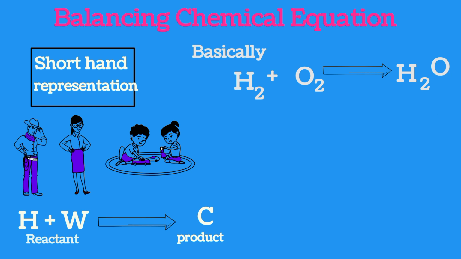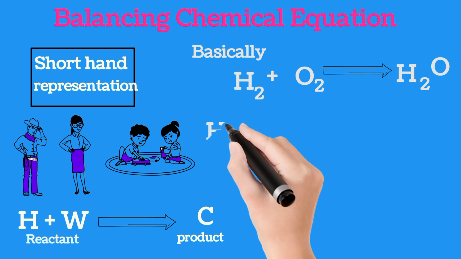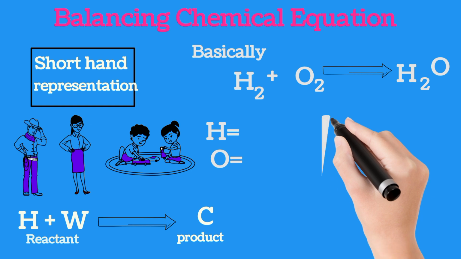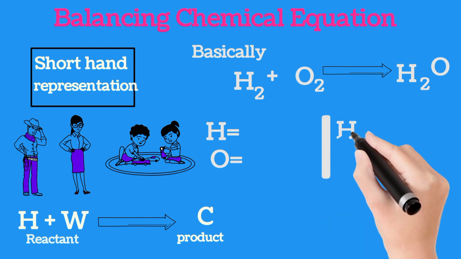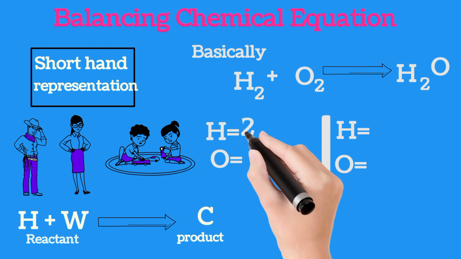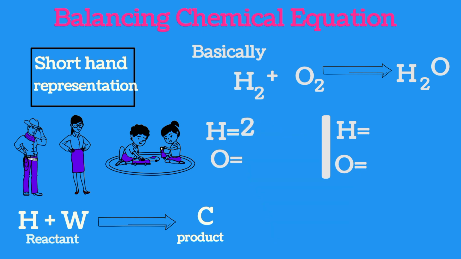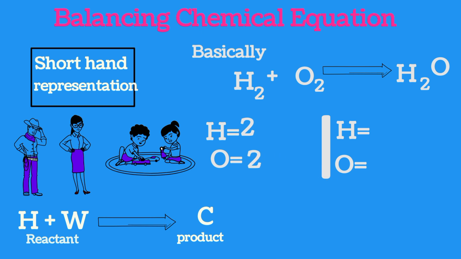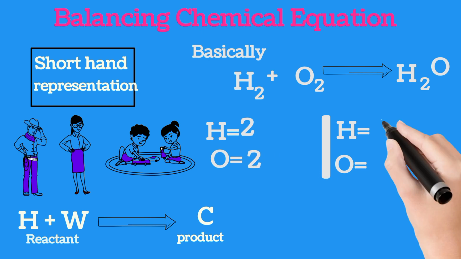Now, to understand how to balance a chemical equation, let's look at the number of atoms on the reactant side, the left-hand side, and the product side, the right-hand side. On the left, we have hydrogen, which we write as H, and oxygen, which we write as O. On the right, we also have hydrogen written as H and oxygen O. So on the left, the 2 on the hydrogen stands for 2 atoms of hydrogen, and the 2 on the oxygen stands for 2 atoms of oxygen.